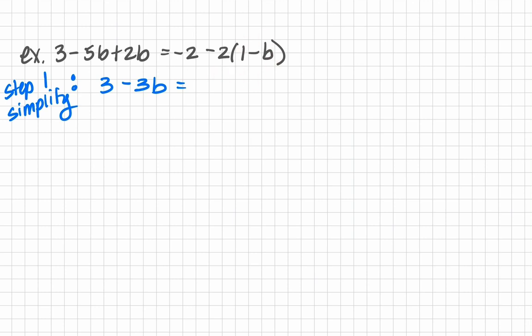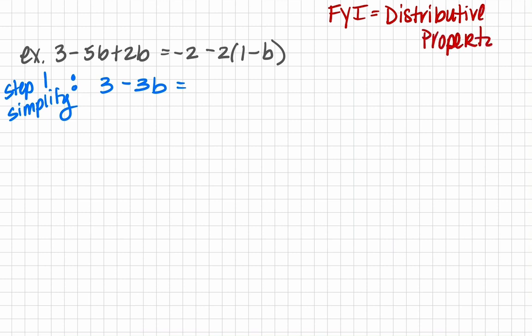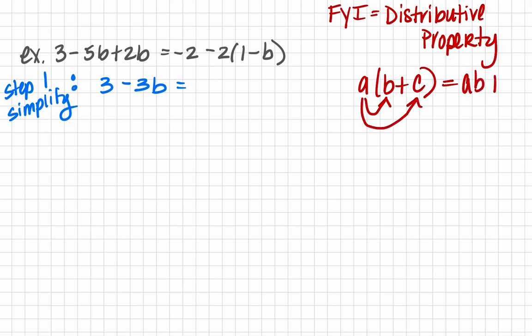And so I'll write what the distributive property is right on this right side really quick. I'll put FYI, distributive property. It is when you have A, parentheses B plus C, in parentheses. You can distribute that A to the first term and to the second term. So then you have A times B plus A times C. We're going to do the same thing here.